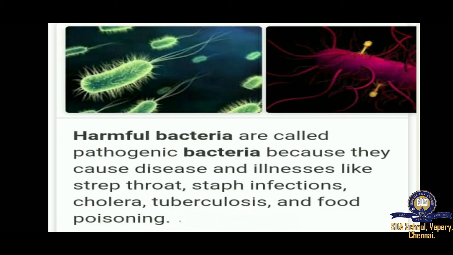Harmful bacteria are called pathogenic bacteria because they cause diseases and illnesses like throat infections, cholera, tuberculosis, and food poisoning also. You have 10 times as many bacteria as human cells in your body. Most of these bacteria are harmless. However, bacteria can also cause diseases. Examples of bacterial diseases include tetanus and food poisoning.